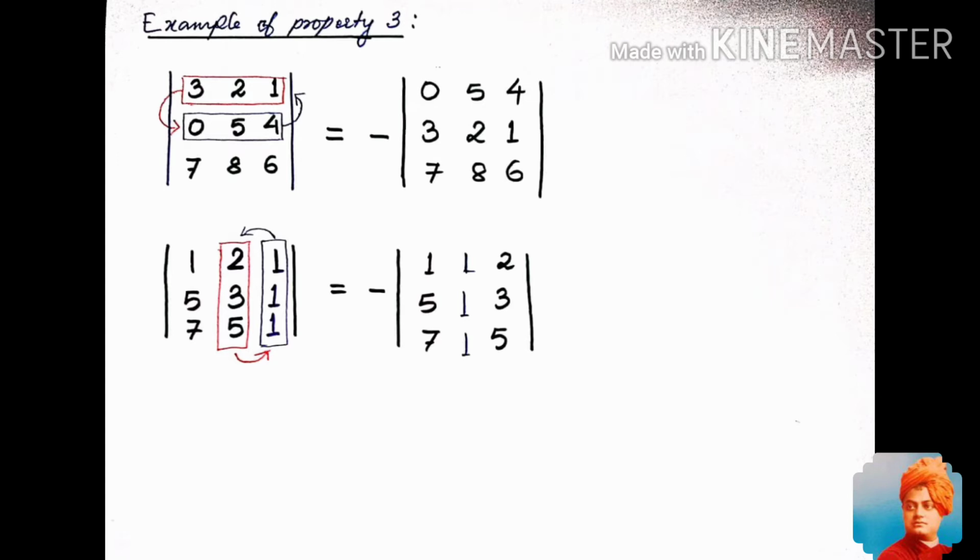These two determinants I have taken, the first and the second. If I change these two rows, then I will get the sign to be negative. Similarly for the second.